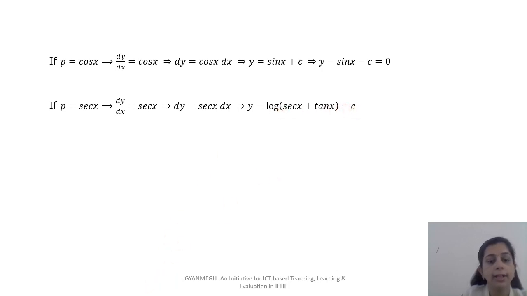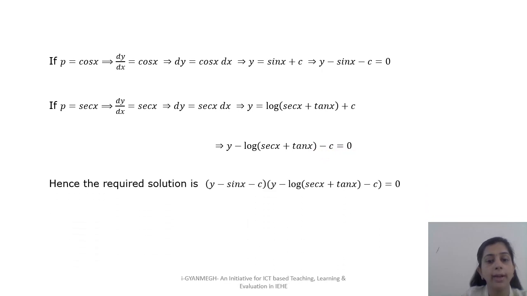Okay, then we will take all the terms on one side. So y minus log of sec x plus tan x minus c equal to 0. And after this, we get the required solution: y minus sin x minus c, y minus log of sec x plus tan x minus c equal to 0. This is the required solution. So in this way, we can find the solution of the differential equation solvable for p.